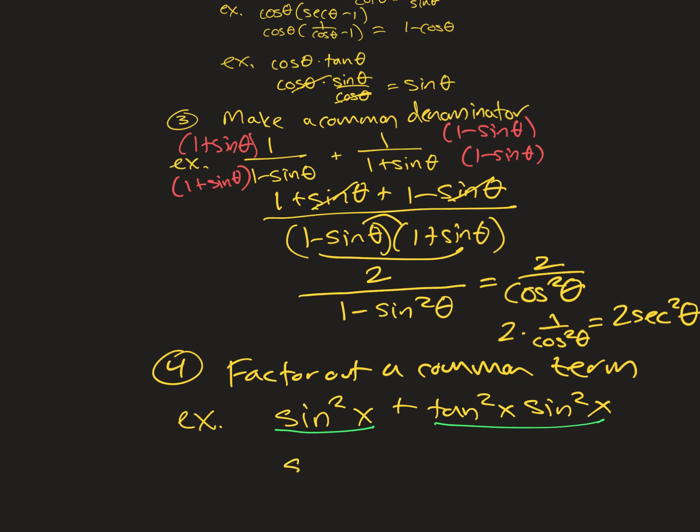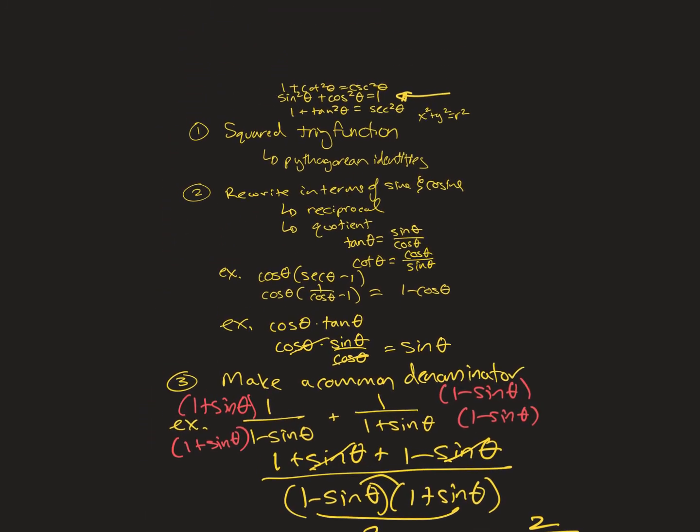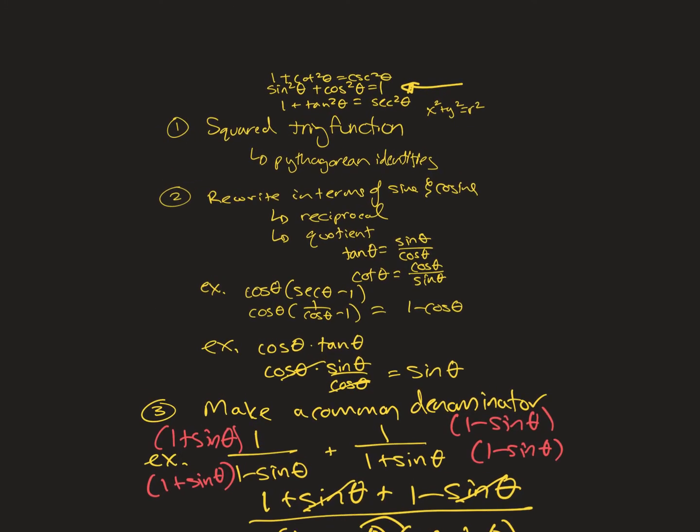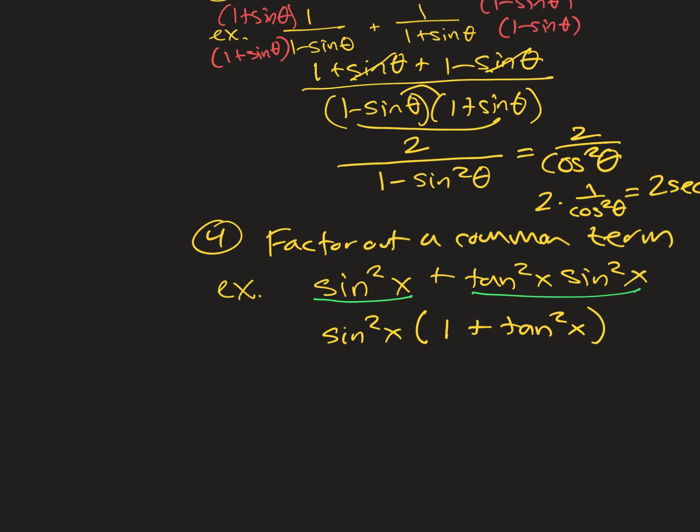So what about if I factor that out, like I would any sort of GCF in other algebraic problems? When I factor out sine squared, I get 1 plus tangent squared x. And again, hopefully somewhere on the side you've got these Pythagorean identities, and you'll see, let's go back up to the top, that 1 plus tangent squared is equal to secant squared, which is fabulous. So now I can replace 1 plus tangent squared with secant squared x.